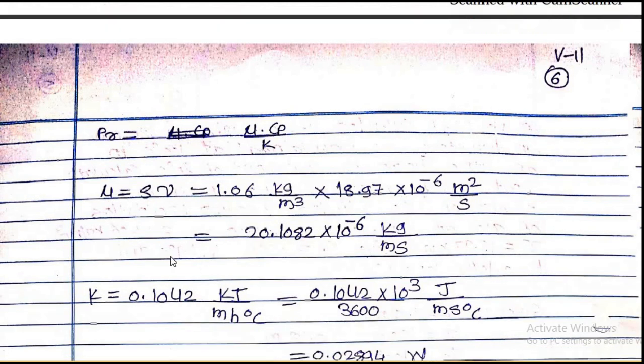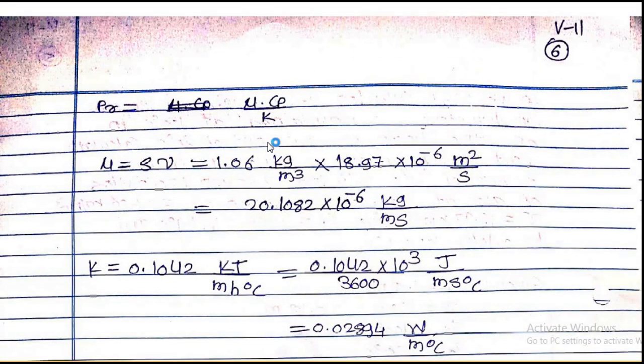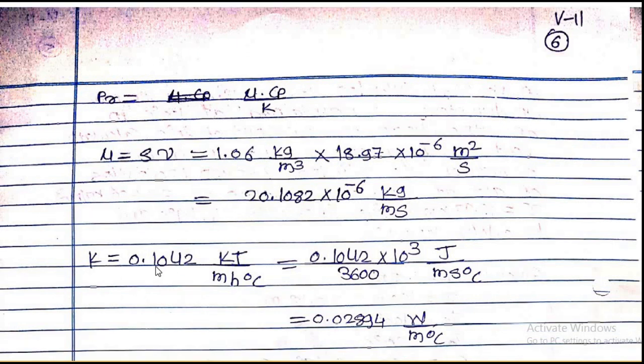Okay. Now next, the thermal conductivity we have to convert into the required format. Thermal conductivity is given as 0.1042 kilojoule per meter hour degree Celsius. So first of all we have to convert kilojoule into joule. For that purpose we have to multiply by 10 raised to 3, and we have to convert hour into second, so we should divide it by 3600. So it will be converted into joule per meter per second per degree Celsius. So joule per second is nothing but watt.